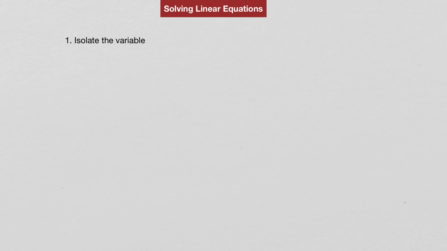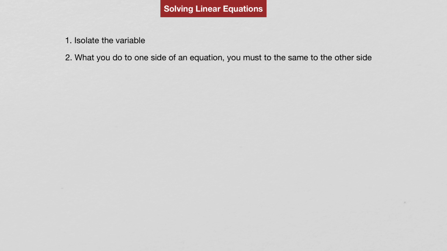So rule number one is to isolate the variable. In other words, you want to get the variable by itself on one side of the equation and move everything else to the other side of the equation. And the second rule is whatever you do to one side of the equation, you must do the same exact thing to the other side of the equation. And the reason for that is you want to make sure that the equation is always balanced. Otherwise, if you don't do that, it will not be equal. So let's start with one example.